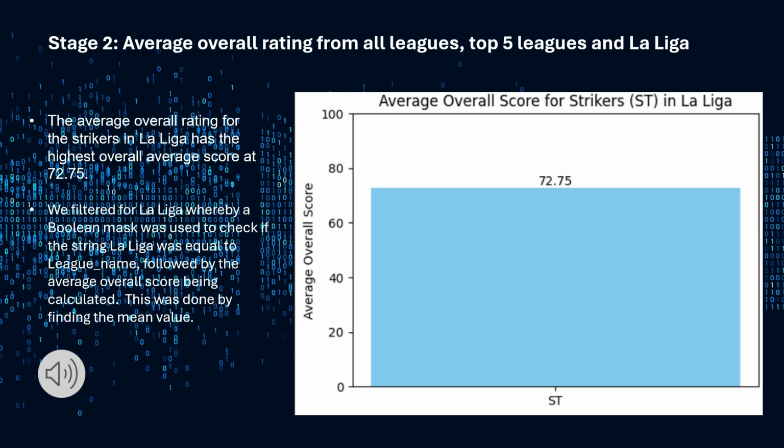The data had to be filtered so only those players in La Liga are selected. The creation of a data frame, laliga_df, was used in order to store the data filtered from the original data frame. A Boolean mask was then used to check if the string La Liga was equal to the value league name. Then the average overall score had to be retrieved, which was done by calculating the mean value of a selected column, overall, so average_overall_score equals laliga_df overall.mean. The bar graph was then created with the correct figure size being 6 and 4, and the data labels were then used to make it very clear as to what the values are.